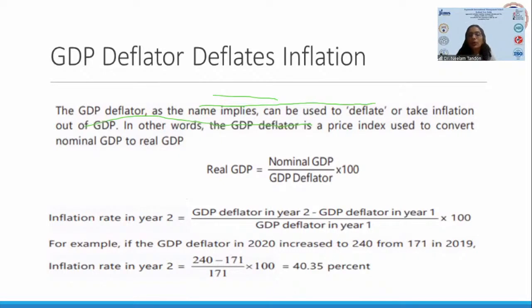So if you want to calculate the inflation rate over a 2 year period, what will you do? You will calculate the GDP deflator in year 2, that is nominal GDP to real GDP in the current year, divided by the last year, multiplied by 100. So that gives you the value. We will be sharing numericals later. Don't worry on that account.